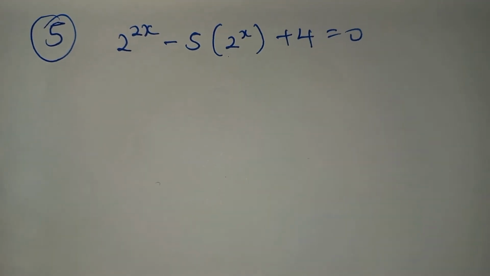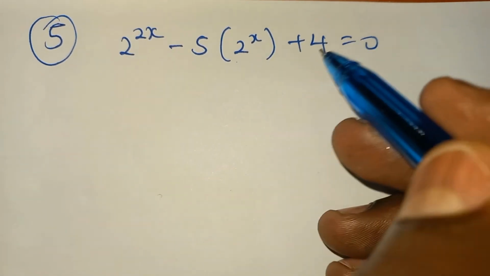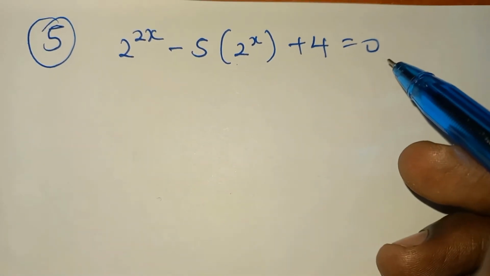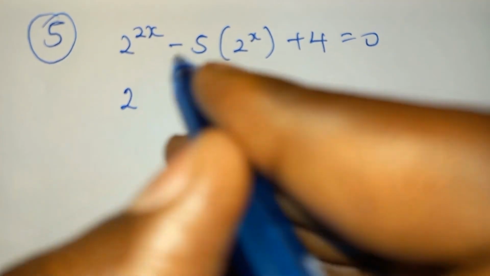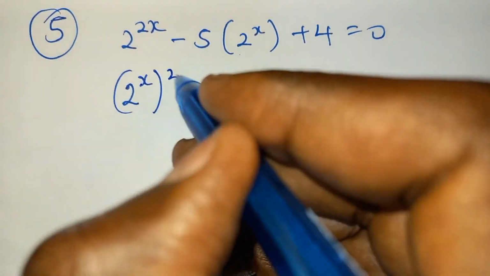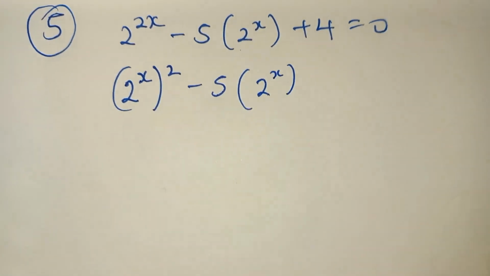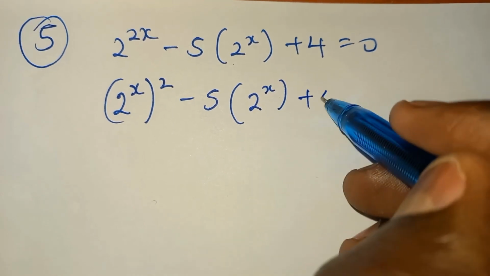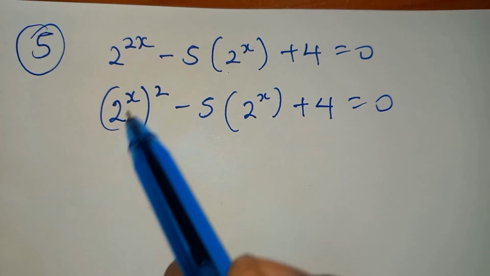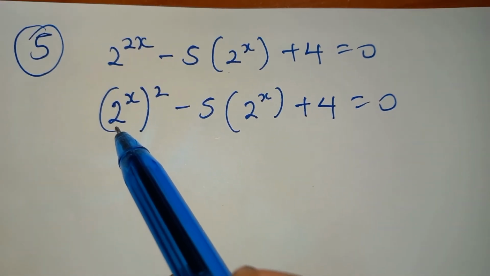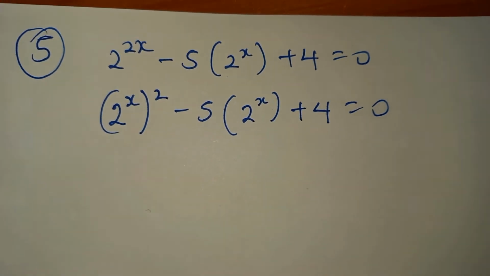Now let's look at problem number 5. If you look at this problem, you'll realize that it is different from all the problems that we've looked at. However, if we were to write it as (2 raised to the power x) squared minus 5 times 2 raised to the power x plus 4 is equal to 0, then if 2 raised to the power x was some variable, say t, then this would be a quadratic equation.